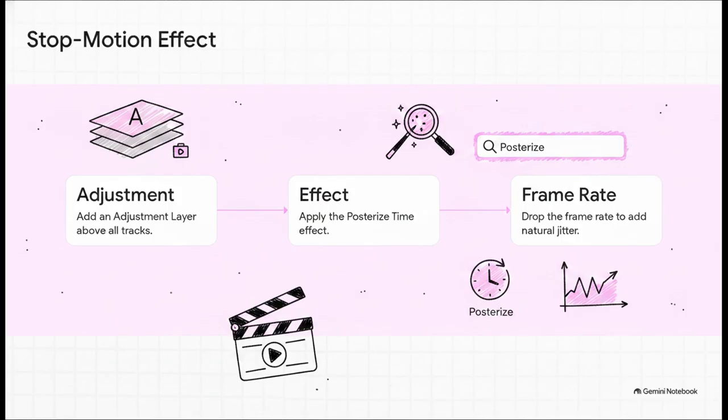Believe it or not, this takes literally 3 clicks. Step 1, you add an adjustment layer at the very top of your timeline, sitting above all your animated tracks. Step 2, go to your effects panel, search for posterized time, and drop it right onto that adjustment layer. Step 3, manually drop the frame rate down. This globally overrides your composition's frame rate, instantly stripping away that computer-perfect smoothness and injecting a beautiful, natural jitter that perfectly simulates real stop-motion animation.